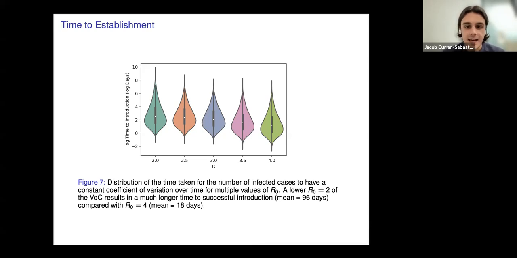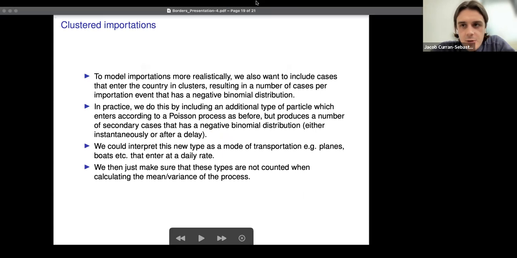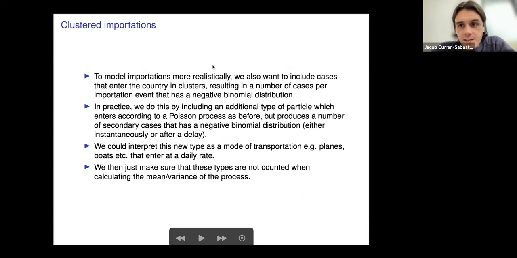We expect a very highly transmissible variant to be much faster at getting into a country. Again, it's slightly distorted because it's on the log scale, but the mean for R0 equal to 2 is 96 days to exponential growth, and the mean for R0 equal to 4 is 18 days to exponential growth. So it's quite a substantial difference for different values of R0. I would say that's probably the main thrust of the work that I've been doing on that.